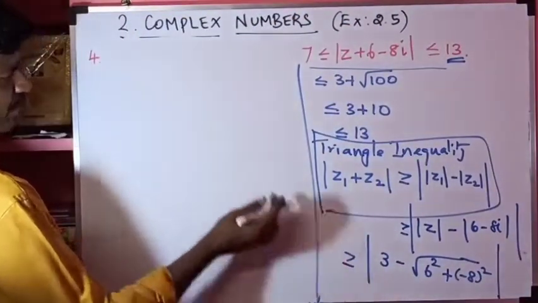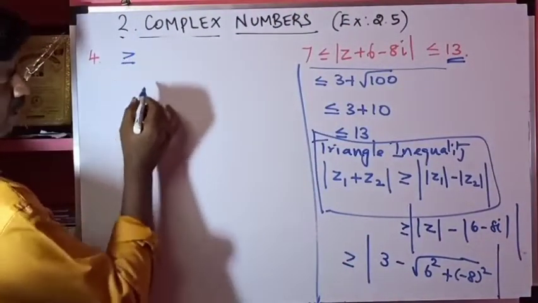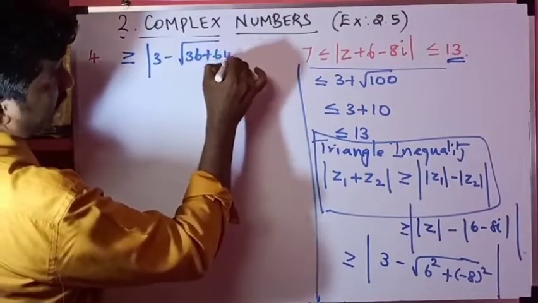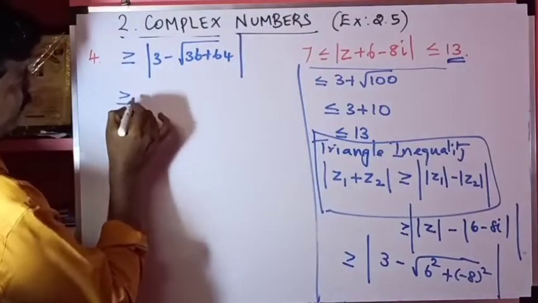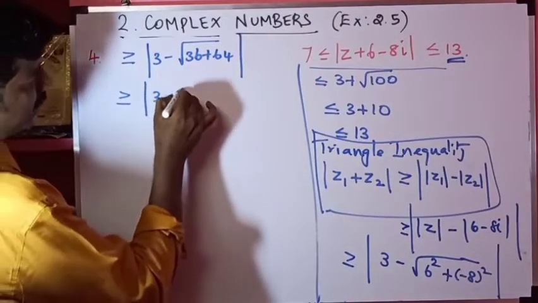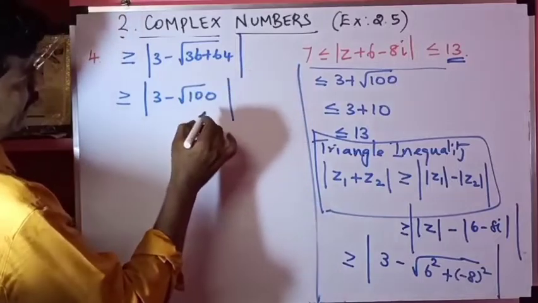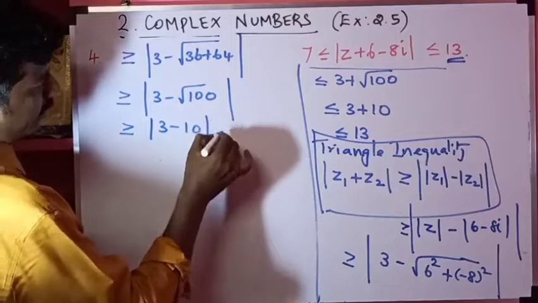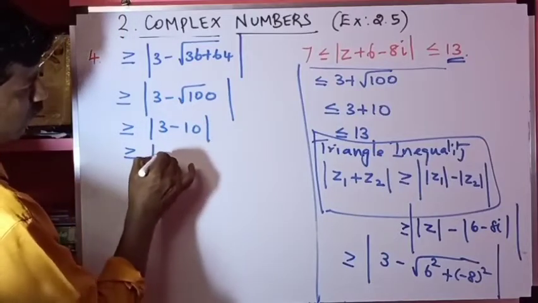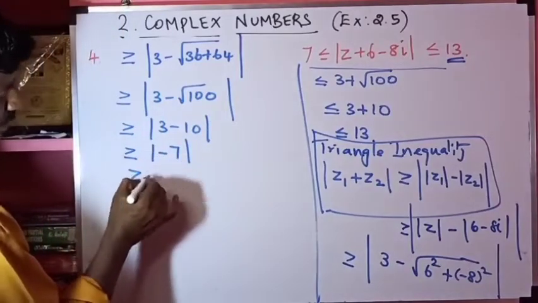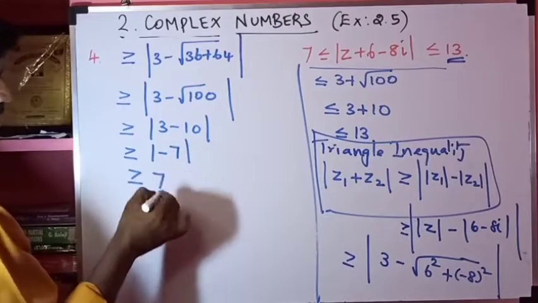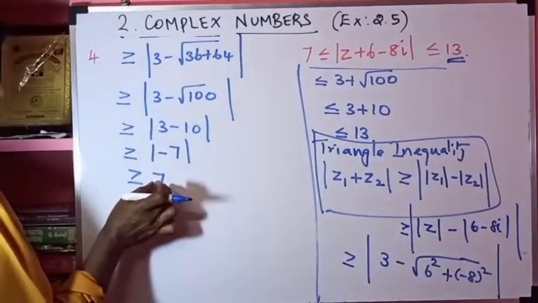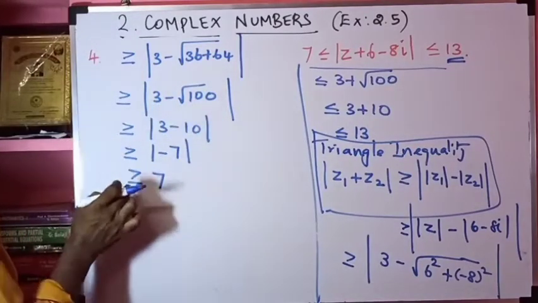So this can be written as greater than or equal to modulus of 3 minus root of 36 plus 64, the whole modulus. Greater than or equal to 3 minus root 100. So this can be written as 3 minus 10, which is modulus minus 7. Modulus means what? Minus இருந்தாலும் நம்ம டைரக்டா என்ன எழுதலாம்? Plus எடுத்துக்கலாம். இல்லையா? This is the meaning of modulus, right? We can write the positive symbol here.